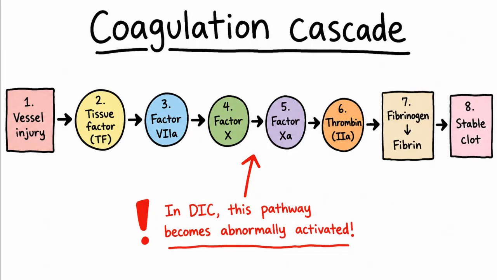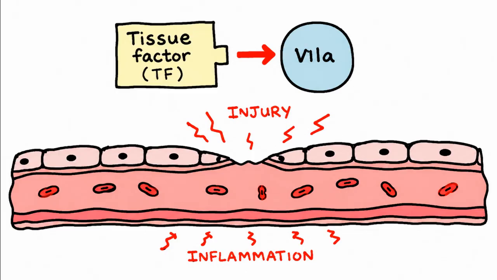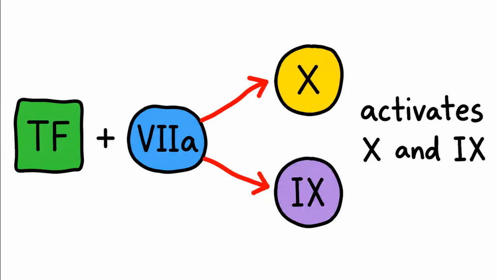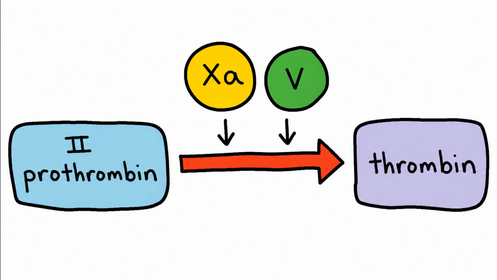To understand DIC, let us quickly follow the part of the coagulation cascade that becomes abnormally activated. Inflammation and endothelial injury expose tissue factor, which binds activated factor 7. The tissue factor, factor 7 complex activates factor 10, and can also activate factor 9. Activated factor 10 combines with factor 5 to convert prothrombin, or factor 2, into thrombin.